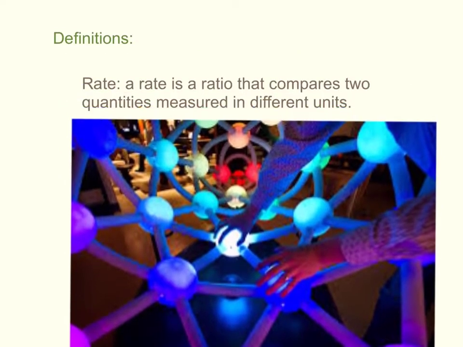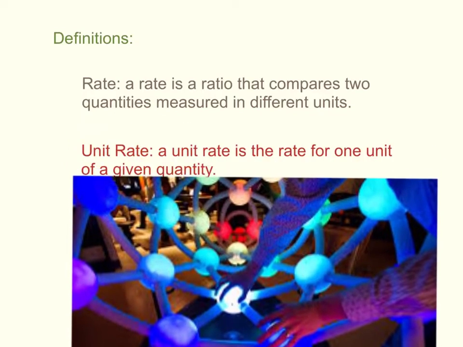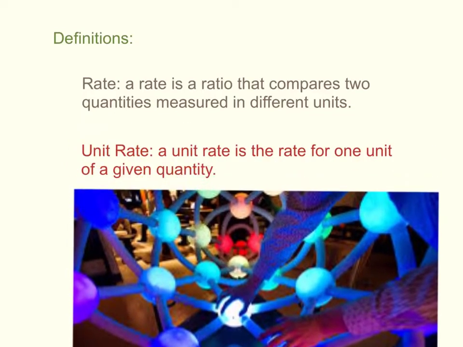A rate is a ratio that compares two quantities measured in different units. For example, miles per hour. A unit rate is the rate for 1 unit of a given quantity. The most common unit rate would be cost per unit.